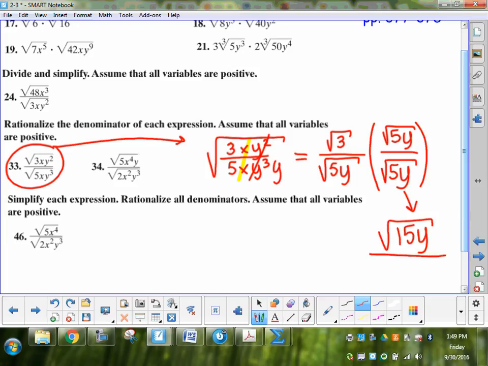Root 15y. Now I'm going to tell you, you don't even need to write that part out. She's correct. It's the square root of 25y squared, which is going to be what? What's the square root of 25y squared? 5y. That's how we got there. There's more than one way that you can go about getting there.